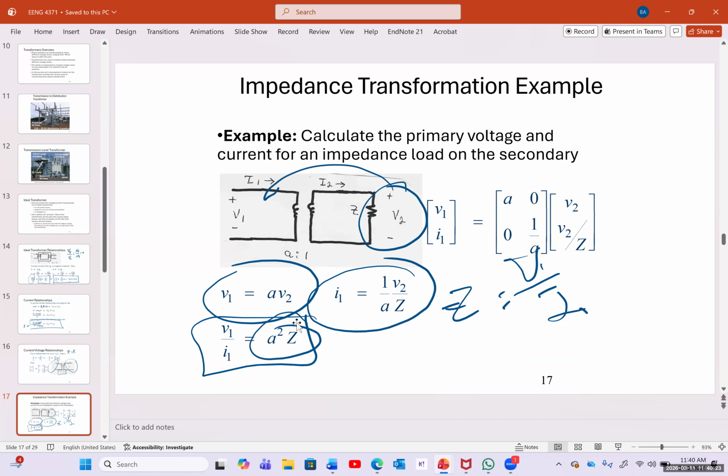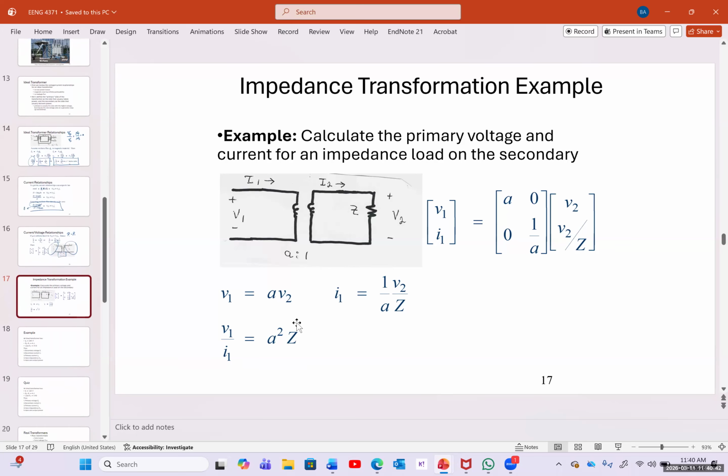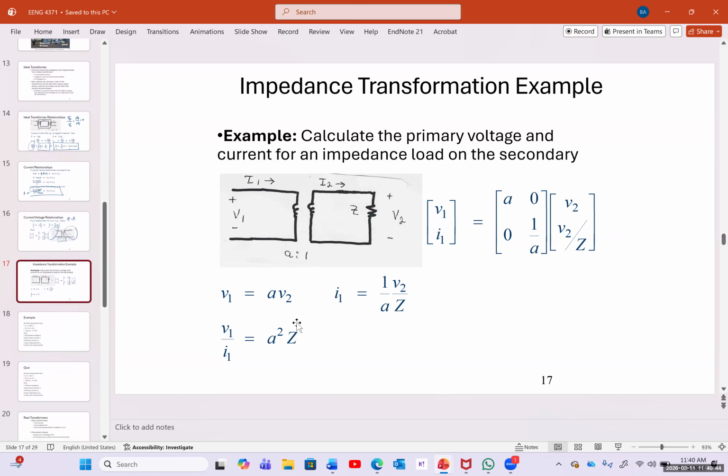So if I want to transfer the impedance from the secondary winding to the primary, I have to multiply it by A square. I want you to write this down as well. So transferring the impedance from the secondary side to the primary side, you have to multiply it by the turn ratio, the power of 2.